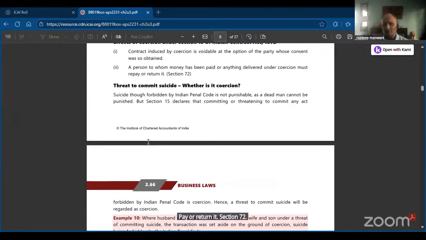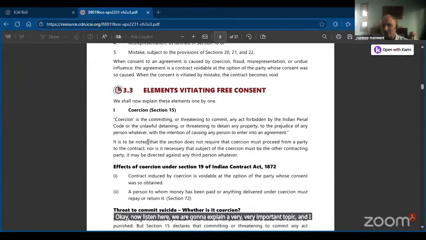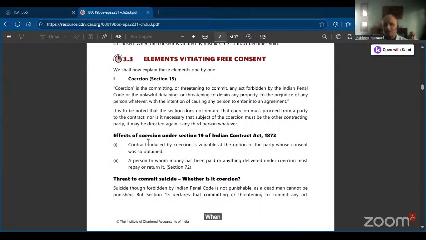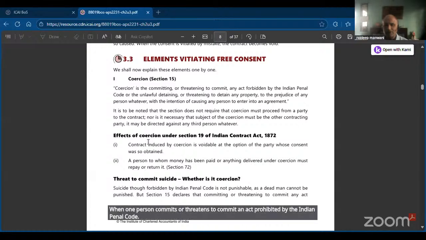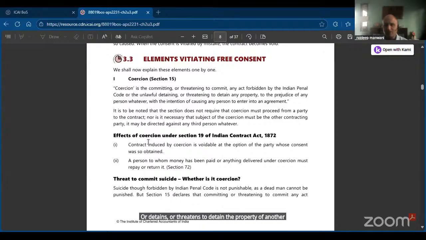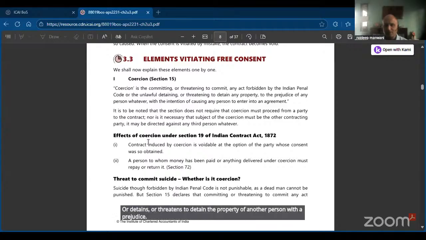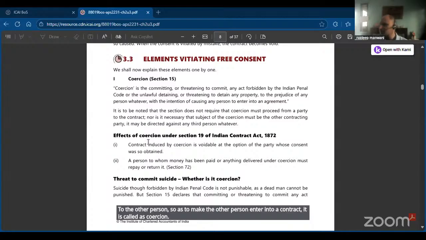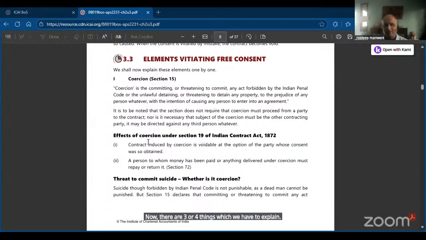We are going to explain a very, very important topic, and I'm going to explain this clearly. We are going to go through the definition. When one person commits or threatens to commit an act prohibited by the Indian Penal Code, or detains or threatens to detain the property of another person with a prejudice to the other person, so as to make the other person enter into a contract, it is called coercion. Now, there are three or four things which we have to explain. When one person commits or threatens to commit an act prohibited by the Indian Penal Code.